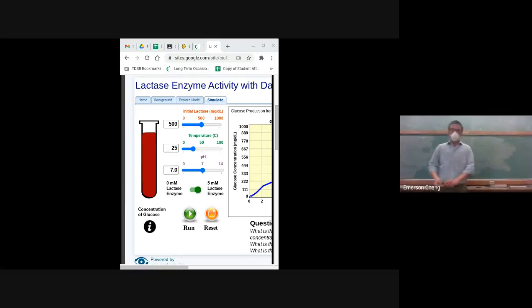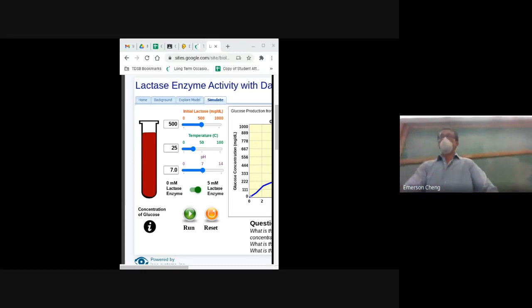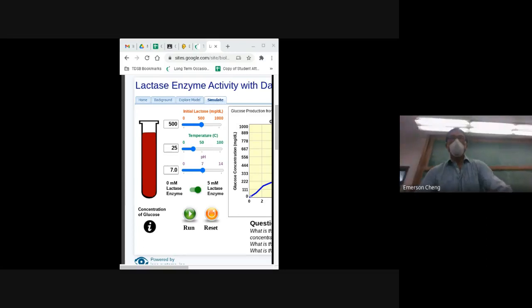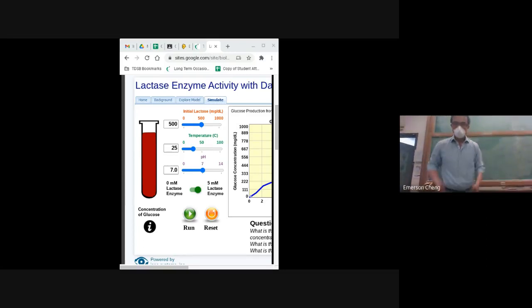Understanding how enzymes work is one of those really important concepts in biology, because if we didn't have enzymes, we probably wouldn't be alive. So let's talk about pH changes.